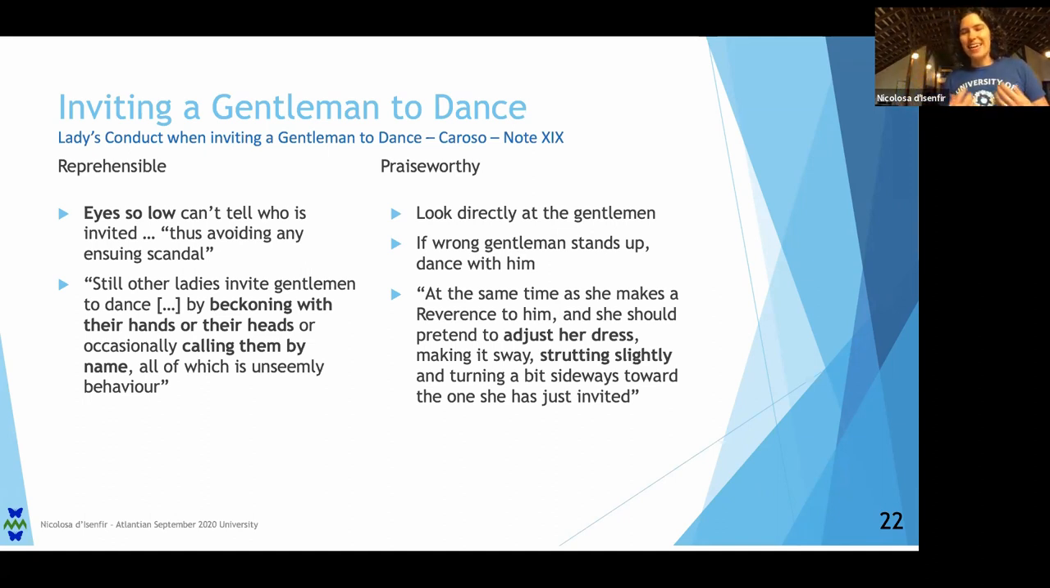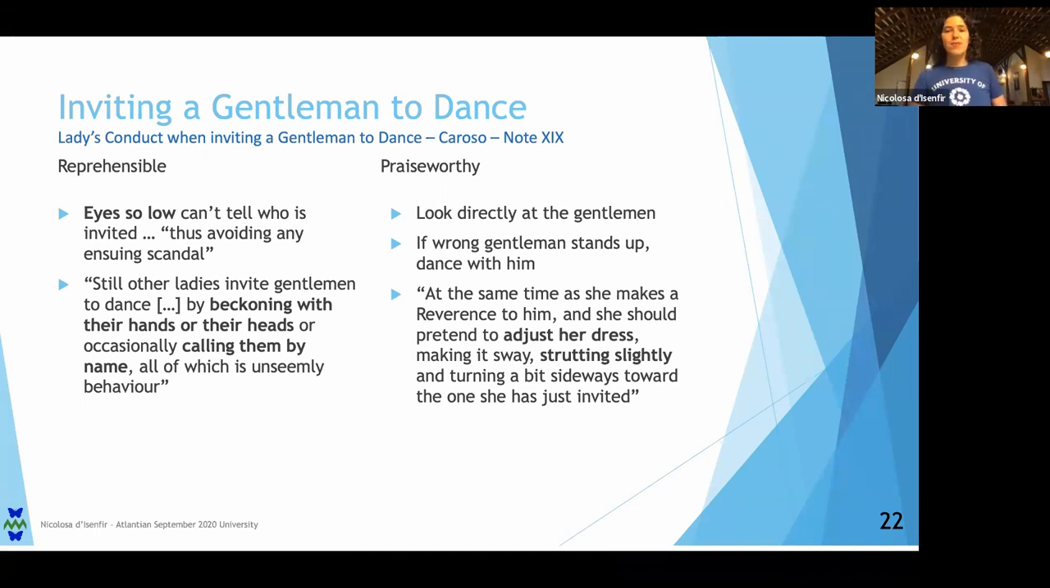So clearly the right answer is to look straight at the gentleman. However, and again, love this so much, still other ladies, so we know they were doing it, invite gentlemen by beckoning with their hands. Oh, you can see them doing that too. Come here, come dance with me. Or with their heads. You know these moves too, the little flirty. Where they're calling to a gentleman, catching his eye, and beckoning with their heads. Or, the most unseemly one, calling them by name. Just saying out, you know, I would like you, Lord, to dance with me. And how unseemly that is.